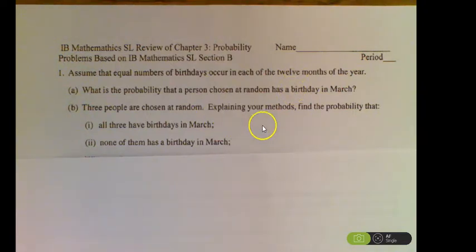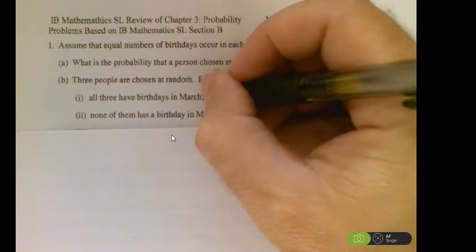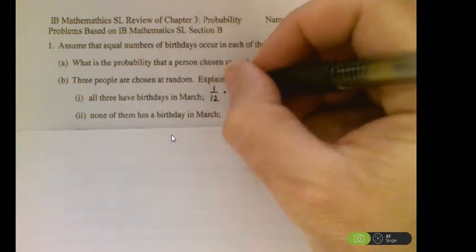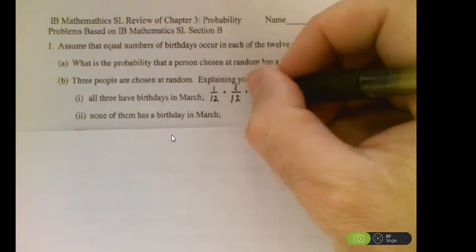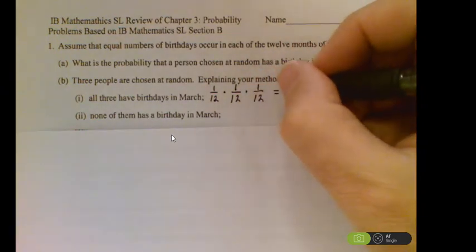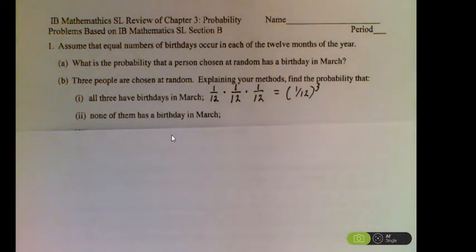So 3 people are chosen at random. Explaining your methods, find the probability that all 3 have birthdays in March. For this one, if we had 3 people chosen at random, that simply means that the first one is in March, which would be 1 out of 12. It also means the second one is in March, which is another 1 out of 12, and another 1 out of 12 for the third person. Or if you wanted to, you could write that as 1/12 to the third power.